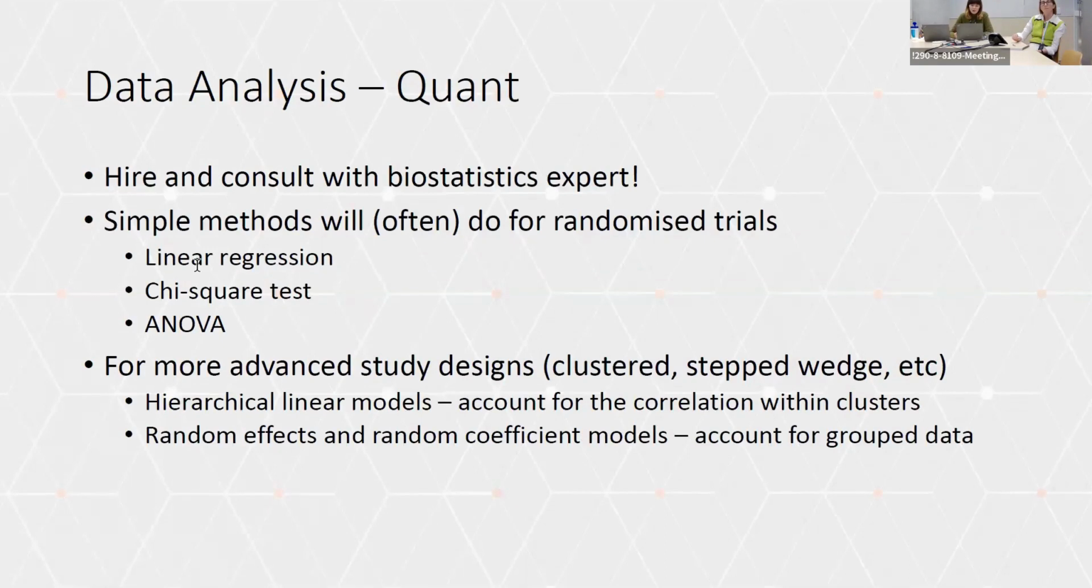Like I said, hire and consult with a biostatistics or statistical expert. If you're doing a randomized trial, you can use simpler methods. And then for more advanced studies, you probably need to use more advanced methods. But like I said, consult with somebody. There's a reason why these projects are always multidisciplinary, because you need experts on your team. It's good to be conversant in this so that you understand what's happening, but you don't need to be the expert. You can hire someone to help with that.